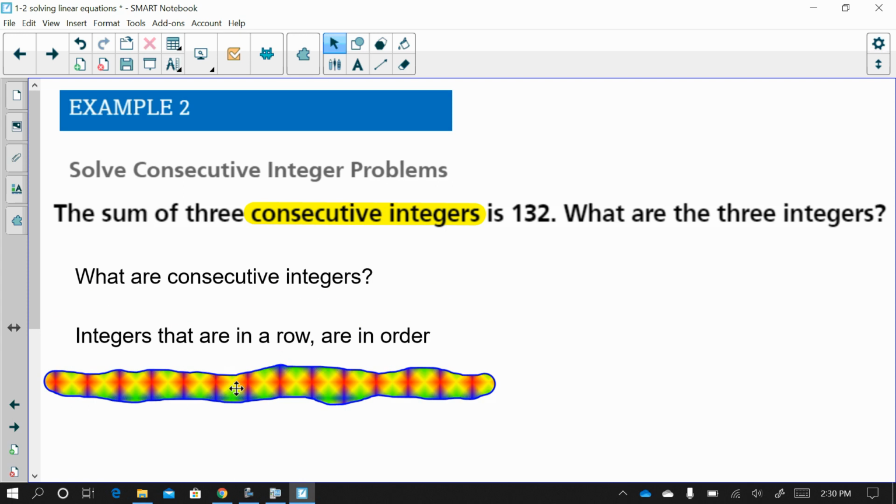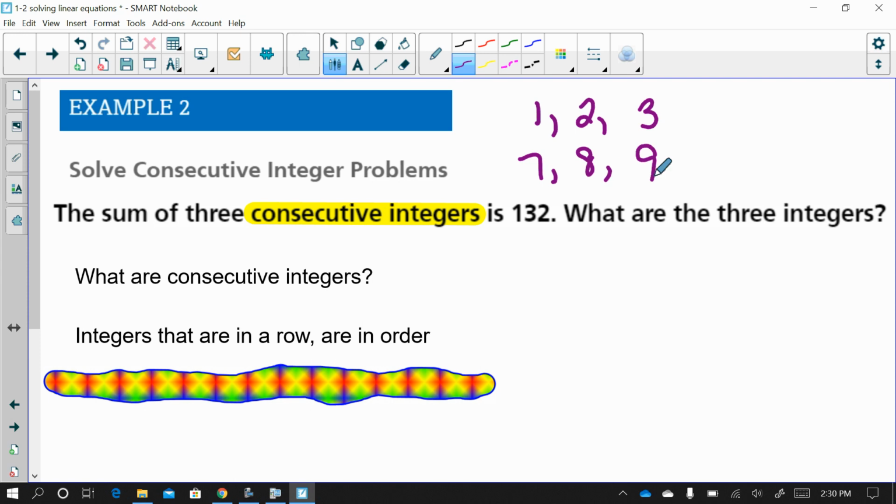Okay, so integers that are in a row or are in order. Okay, so example of a consecutive integer, 1, 2, 3, 7, 8, 9. Anything like that are consecutive integers. Okay, but this problem, however, we don't know where these consecutive integers start. So my starting point, let's call it x. Okay, I'm starting at x. How would I get to the next number in the row? Okay, how do I get from 1 to 2 or 7 to 8? Well, you just add 1, right? So it's x plus 1.